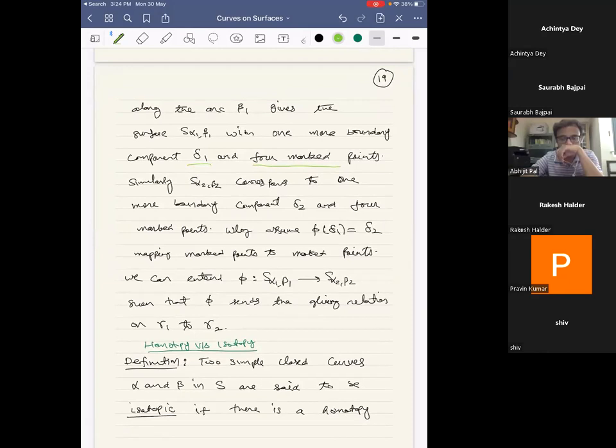So you have the information about the gluing, right? How you can get back your surface from the cut surface as alpha 1, beta 1. So just use that information and extend this map P to a map from the cut surface as alpha 1, beta 1 to as alpha 2, beta 2, making sure these gluing relations are satisfied.